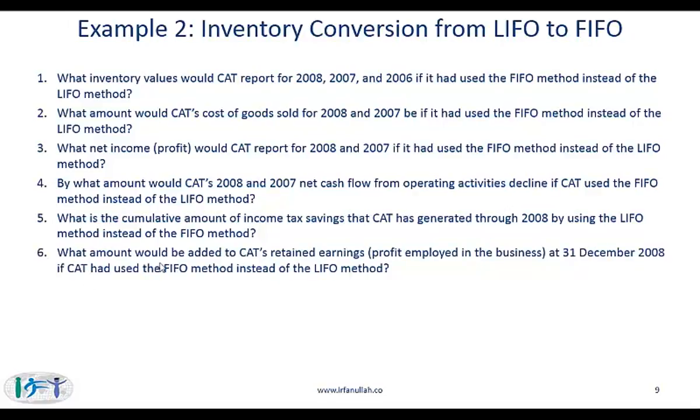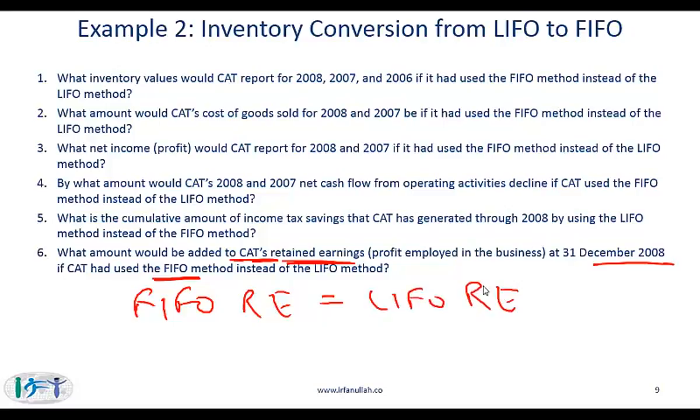Next question. What amount would be added to Caterpillar's retained earnings at the end of 2008 if Caterpillar had used the FIFO method? And here again, we've actually talked about the relationship before. The FIFO retained earnings would be equal to LIFO retained earnings plus the LIFO reserve times 1 minus T. In case you were thinking change in LIFO reserve, that would not be correct because we are talking about a balance sheet number here.